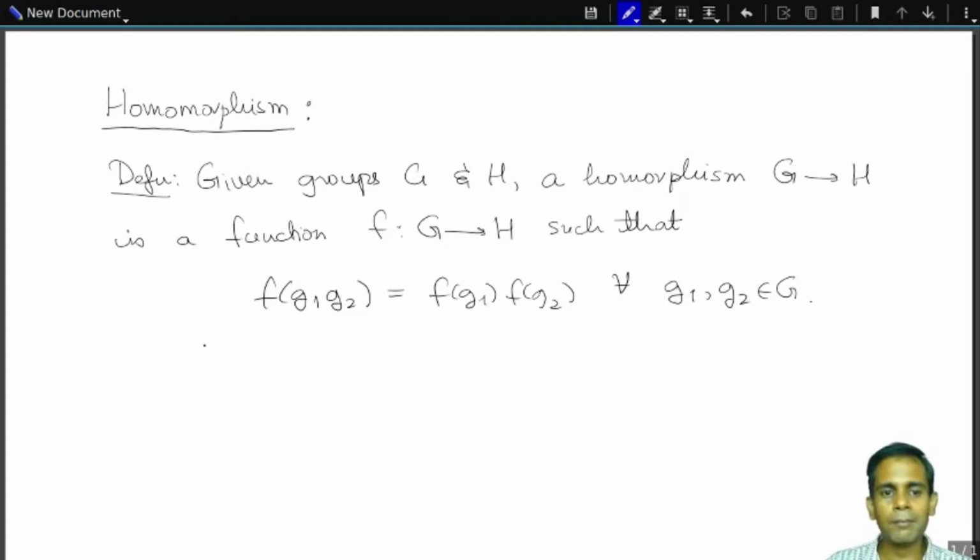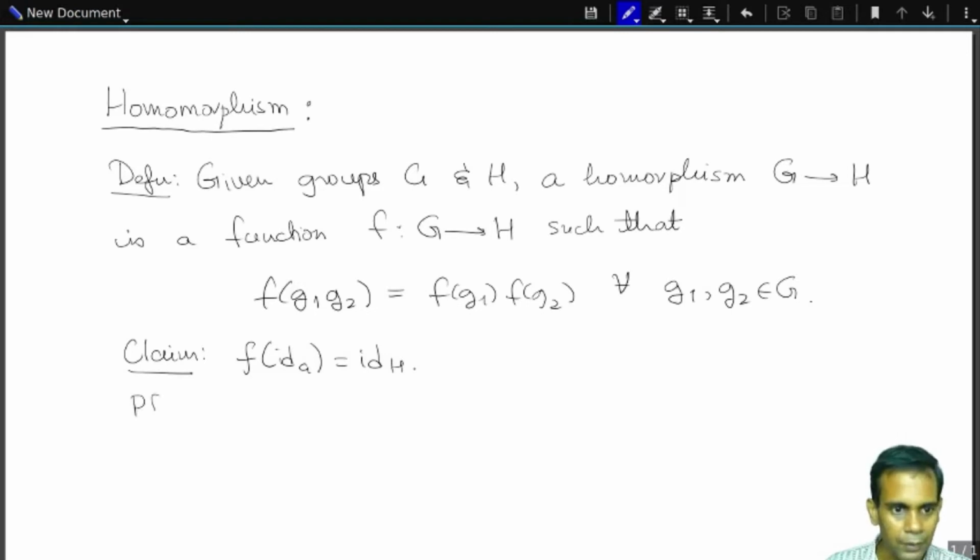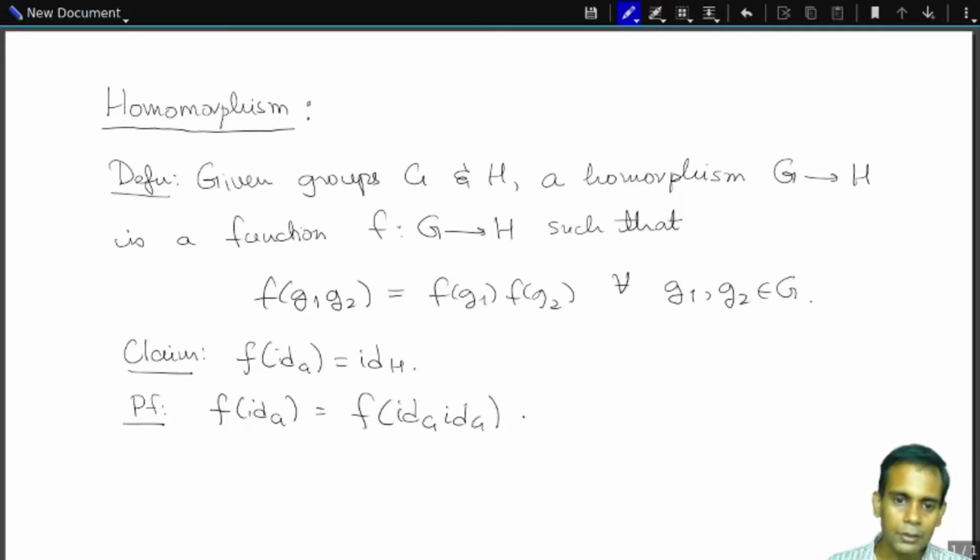Okay, so let's look at some basic properties of homomorphisms. The most fundamental property of a homomorphism is that it must take the identity of G to the identity of H. So f of identity of G is equal to identity of H. And why is this true? Well, identity of G is identity of G times identity of G, right? So f of identity of G is equal to f of identity of G times identity of G.